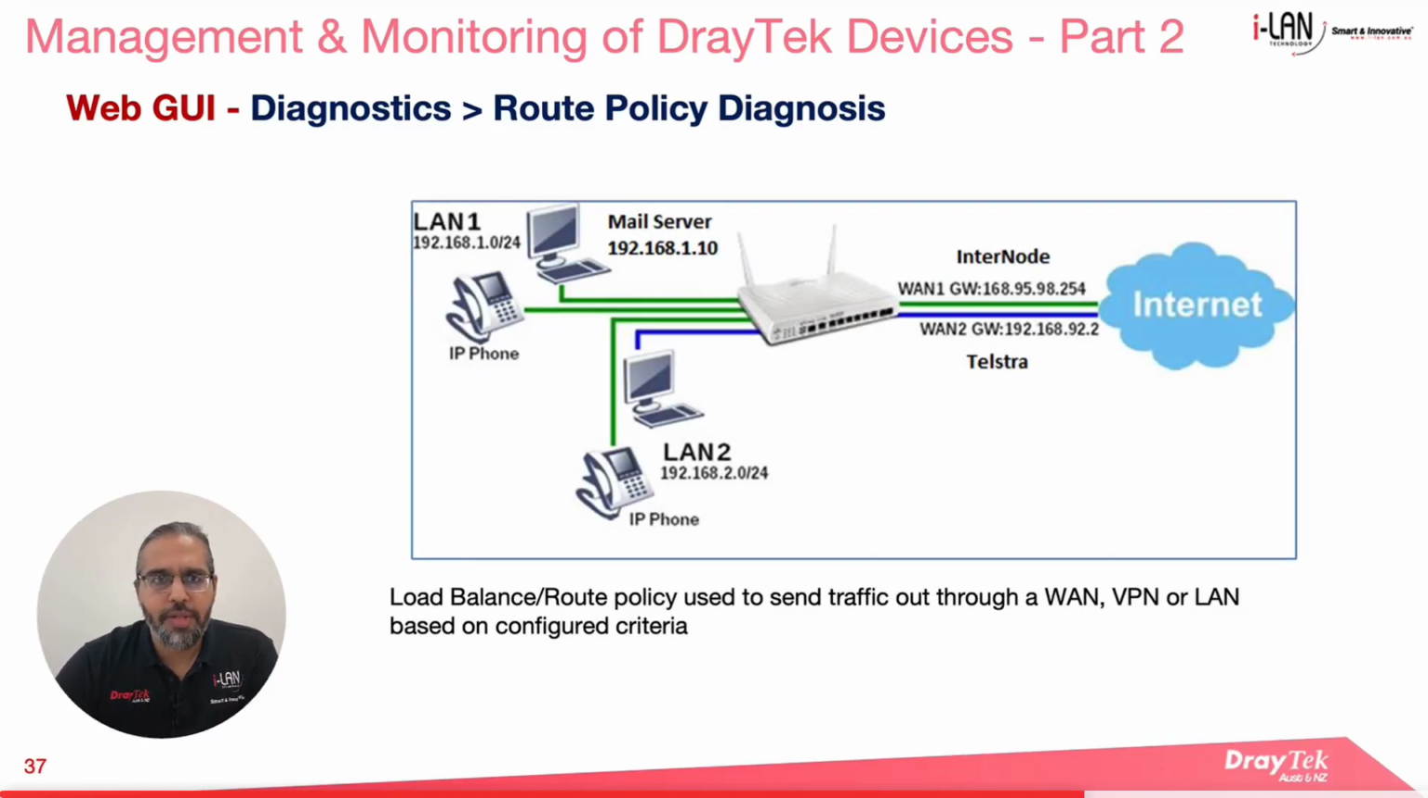For those who are not familiar with load balance route policy, it is used to send traffic out through a WAN, VPN, or LAN based on configured criteria. For example, in the diagram shown here, we want LAN 2 traffic to use WAN 2 and all other traffic to use WAN 1. And the route policy diagnosis can actually verify this.